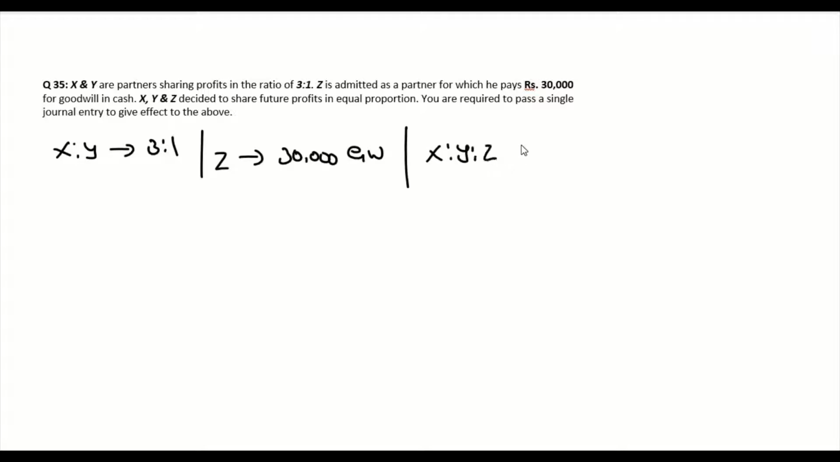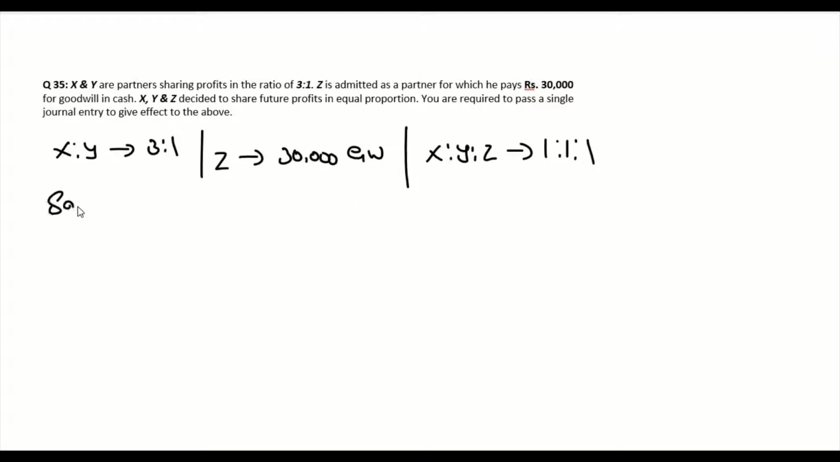Okay, so we have two partners, X and Y. Their profit sharing ratio is 3:1. And Z is admitted as a new partner. He has to bring 30,000 rupees as goodwill. The new profit sharing ratio between X, Y and Z is 1:1:1.